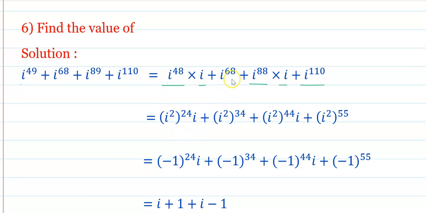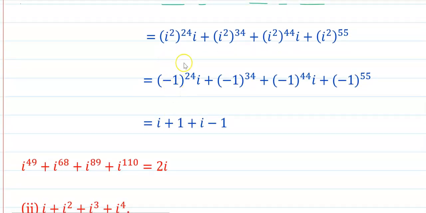Plus i^68 means what? (i²)^34. Plus i^88 means what? (i²)^44 into i. Plus i^110 means what? (i²)^55. i² means what? (-1)^24 into i plus (-1)^34 plus (-1)^44 into i plus (-1)^55.